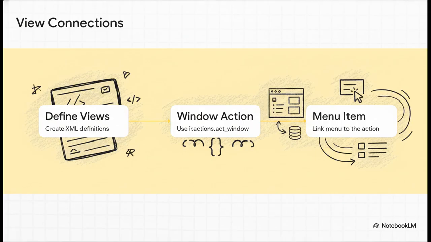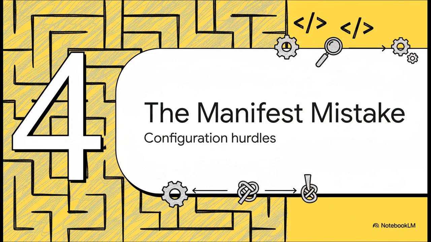ir.actions.act_window record, which tells Odoo exactly which model to use and which view modes, like list and form, are available. And then step 3, you create a menu item and link it to that action. So the user clicks the menu, triggers the action, and the action loads your views. Simple as that. Which brings us to Section 4, the manifest mistake.